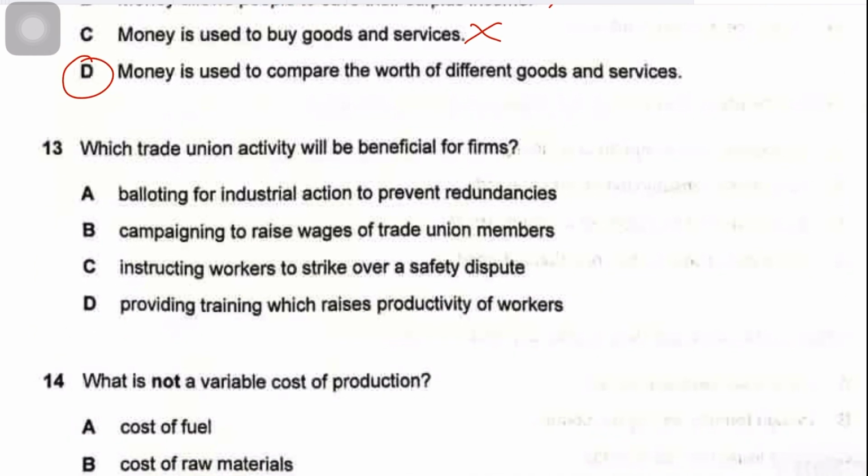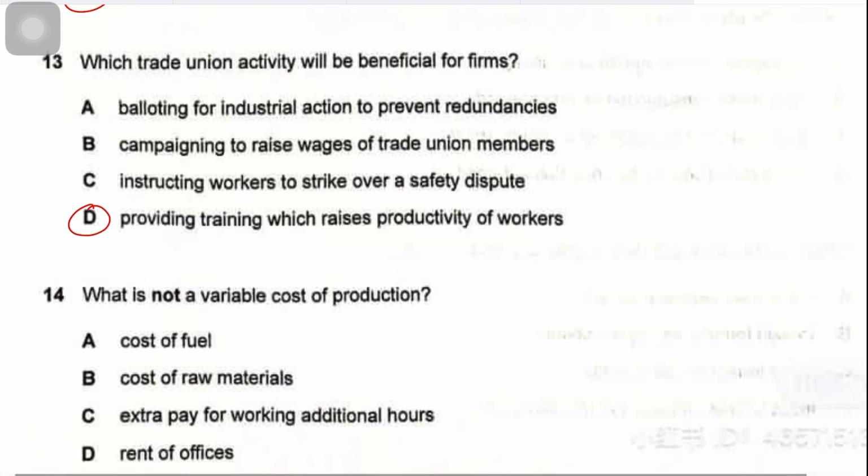Question number 13 says, which trade union activity will be beneficial for firms? The correct answer should be D, D for David, providing training which raises productivity of the workers, because obviously that would raise the productivity of the workers and ultimately result in more profits for the firms, because it will improve business efficiency, basically.